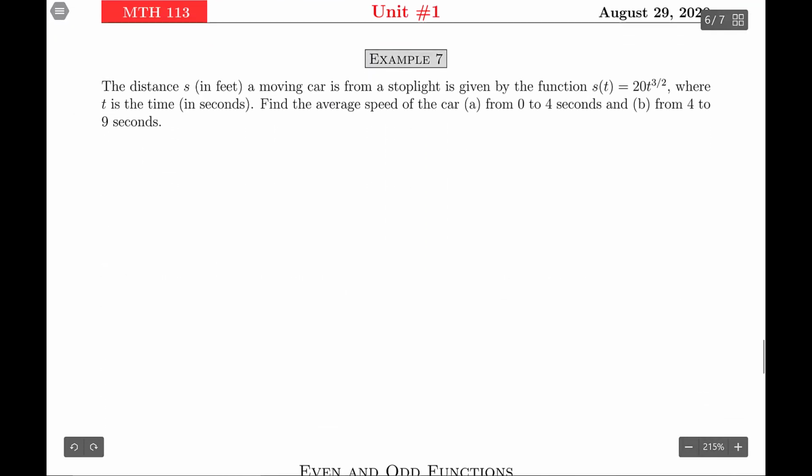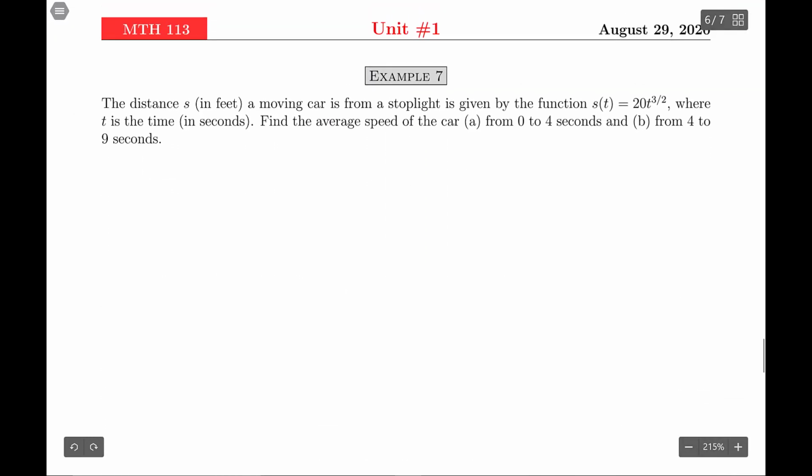And we can apply that here on example 7. It's a similar question. We're talking about the stopping function of a car, and it's given by the equation s of t is equal to 20t to the 3/2 power, where t is the time in seconds. Find the average speed of the car from 0 to 4 seconds, and then from 4 to 9 seconds.